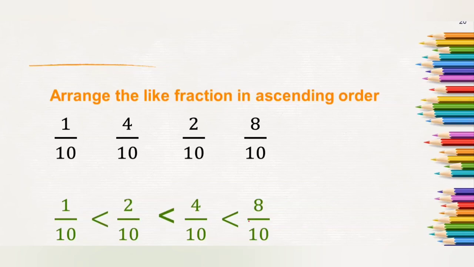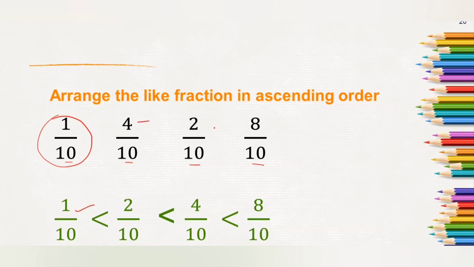Next, arrange the like fractions in ascending order. What is ascending order? Arranging the numbers from smallest to greatest. Now, when you look at these fractions, all the denominators are the same, which means they are like fractions. We need not worry about the denominator. We should only consider the numerator. Which is the smallest numerator here? 1. So, the smallest fraction is 1 by 10.